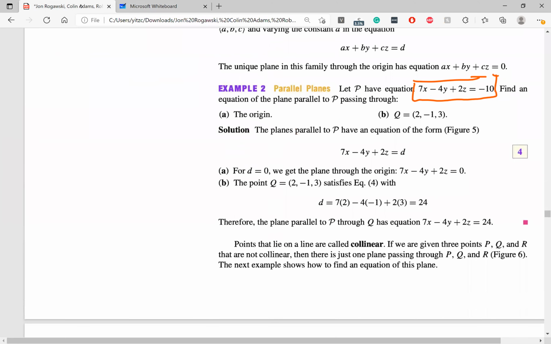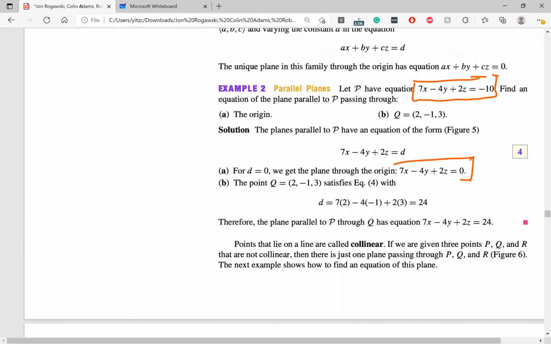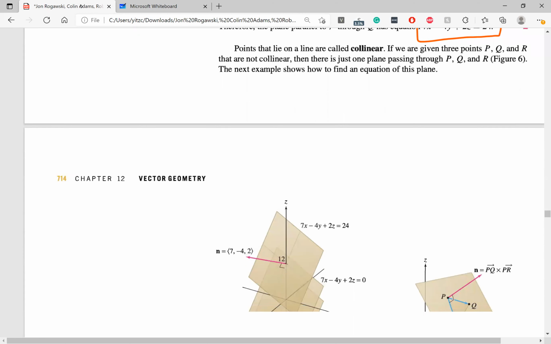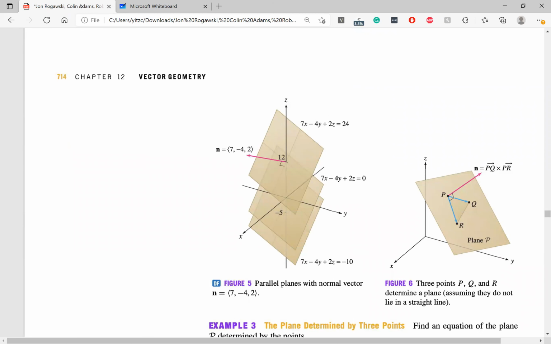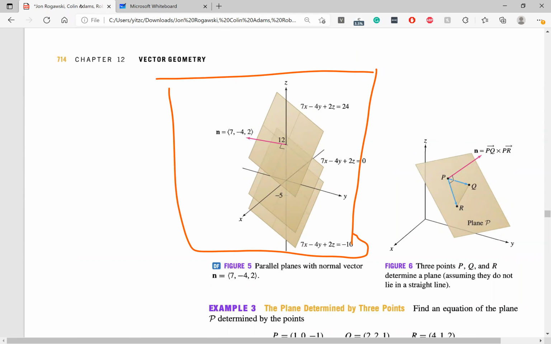Okay, so the first answer is this one over here with 0 for d, and the second one is this one over here with 24 for d. Any questions? Okay. So here's a nice picture representing what we just discussed, which is all these planes are parallel to each other.